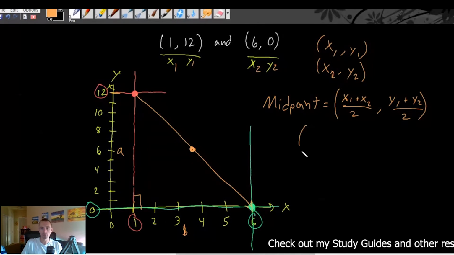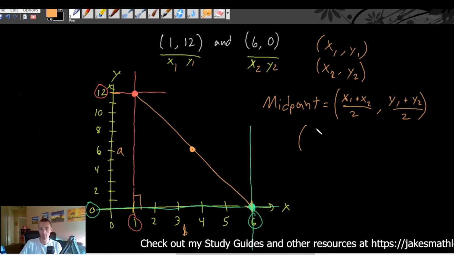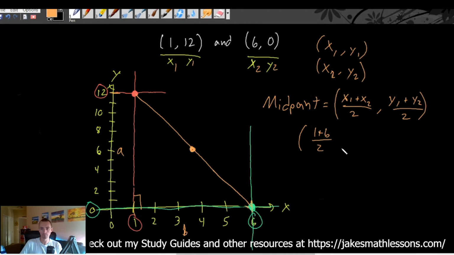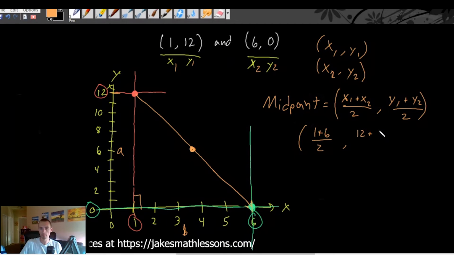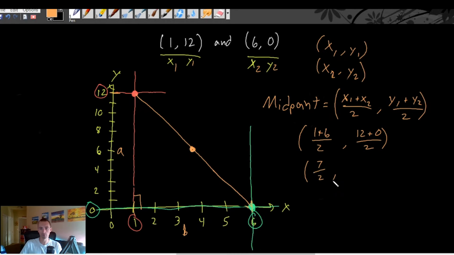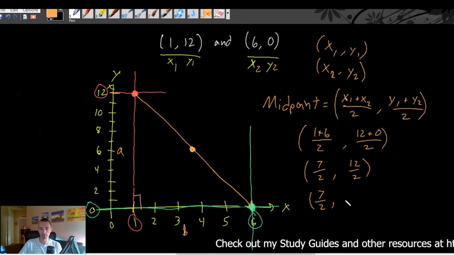So our midpoint should be x1 plus x2, so 1 plus 6, all over 2. And our y coordinate should be y1 plus y2, so 12 plus 0, all over 2. Simplifying that, 1 plus 6 is 7 over 2, and 12 plus 0 is 12 over 2. Then we can simplify these. 7 halves doesn't really simplify, so we can just leave that as 7 halves. And 12 divided by 2 is 6.